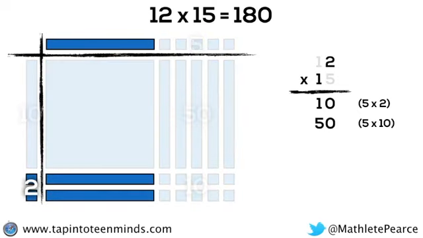Then we move on to multiply 1 by 2, but wait again, the 1 represents a single 10 rod to be multiplied by 2 ones. That result will give us 20.